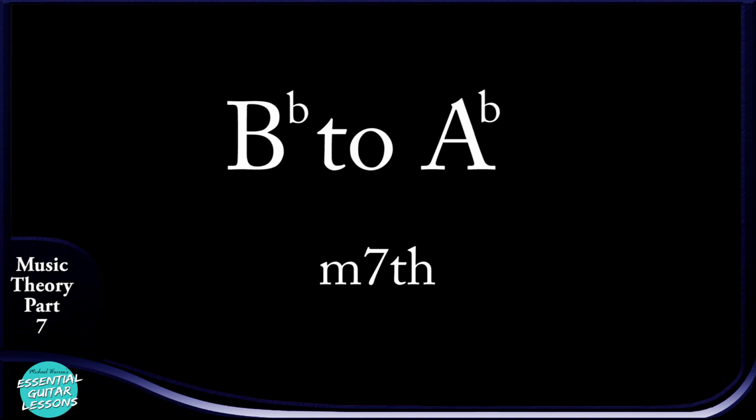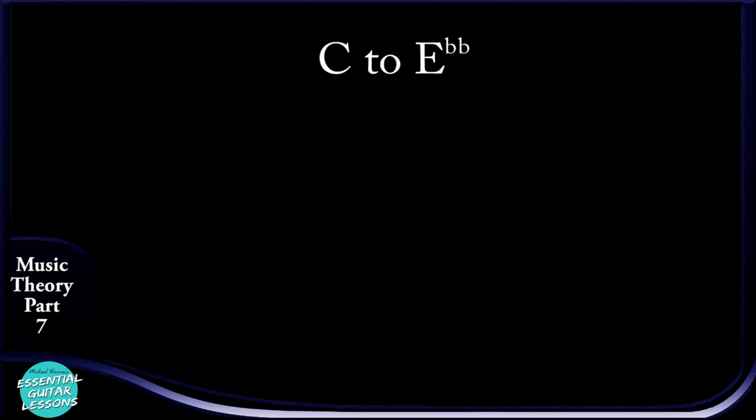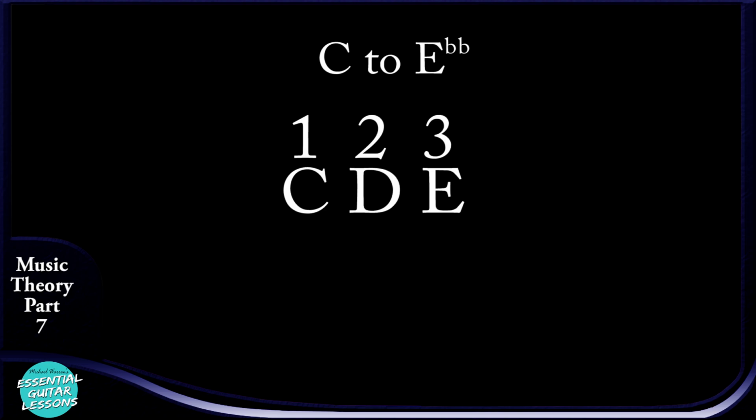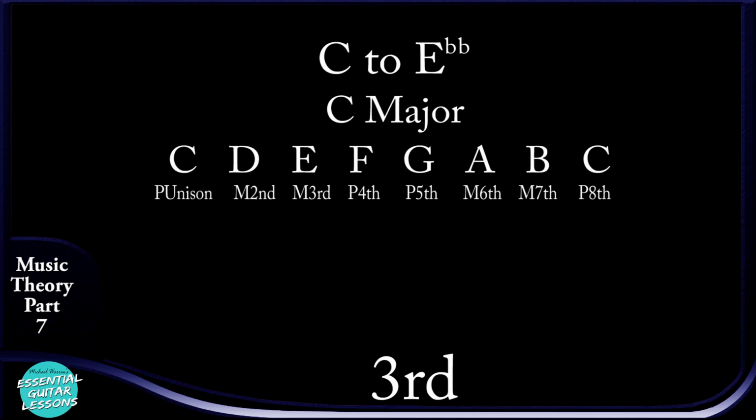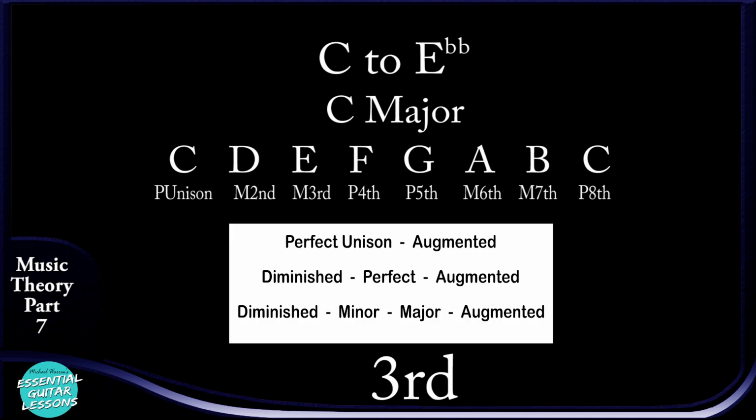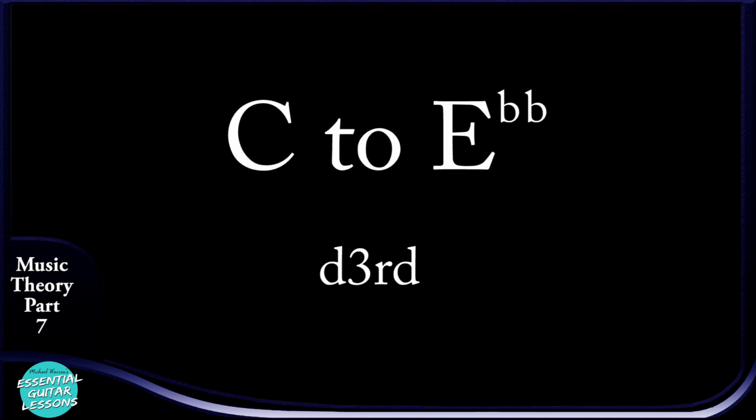So let's do a few more. Let's try C to E double flat this time. So we still have our count the same, C, D, E, so it's a third of some sort. We bring up our C major scale, and we know C to E is a major third. We look at our next chart. What happens when we flatten a major? It becomes minor, but we've flattened it twice. So we flatten it again, so it becomes diminished. So we have a diminished third interval there. C to E double flat is a diminished third interval.